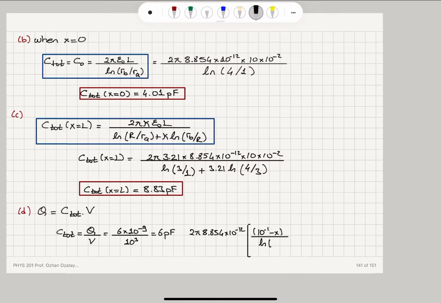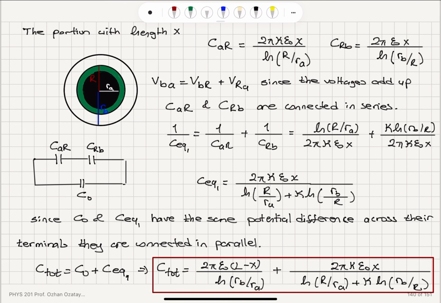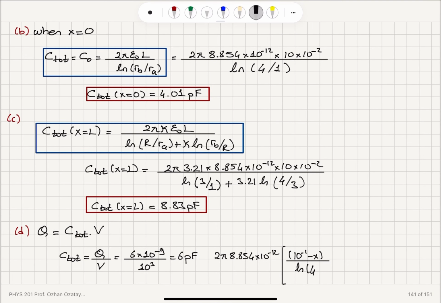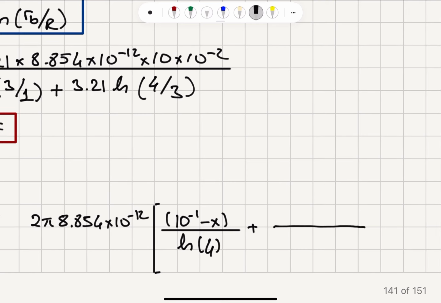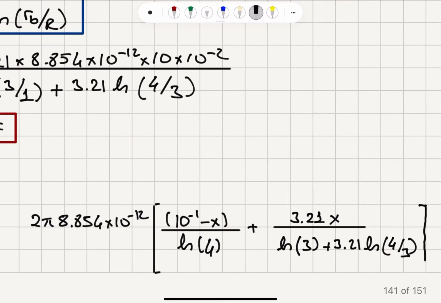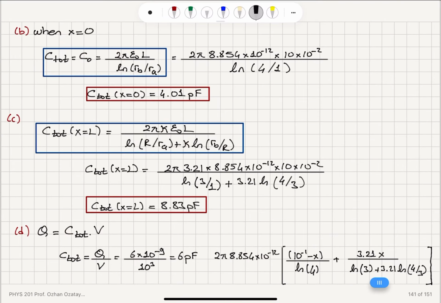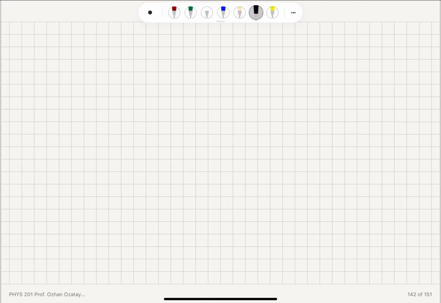natural logarithm of RB over RA, which is natural logarithm of 4, plus kappa times x, so it's 3.21 x divided by natural logarithm of capital R over RA, which is 3, and then we have plus kappa times 3.21 natural logarithm of RB over capital R, which is 4 over 3, and all of this inside this parenthesis must be equal to 6 picofarads.